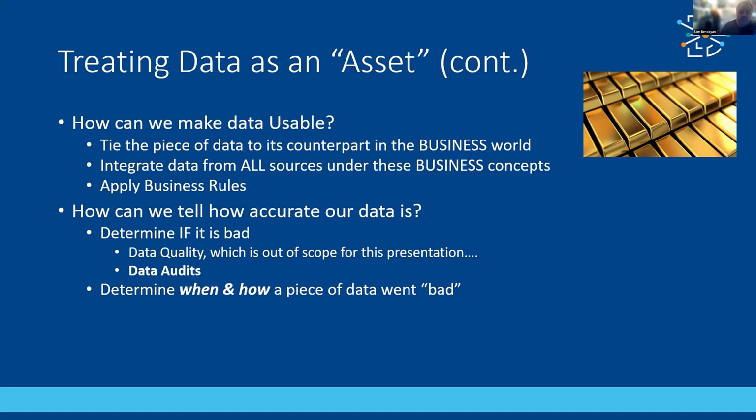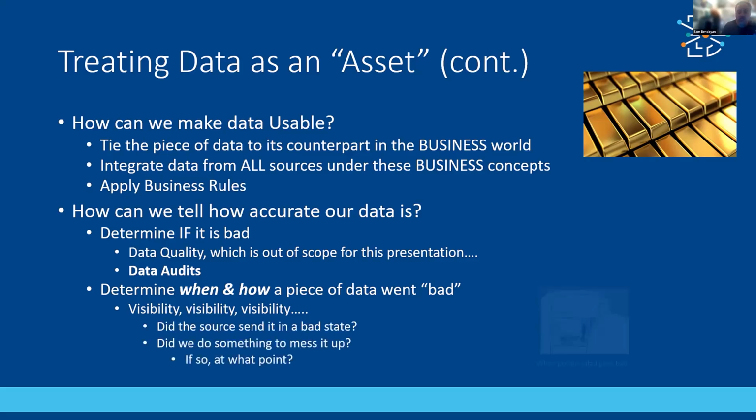Secondly, if the data is bad, we've got to determine when and how a piece of data went bad. So this is all about process visibility, and visibility into what you're doing with the data. So did the source send it in a bad state, or did we do something to mess it up? And if so, when did we mess it up?